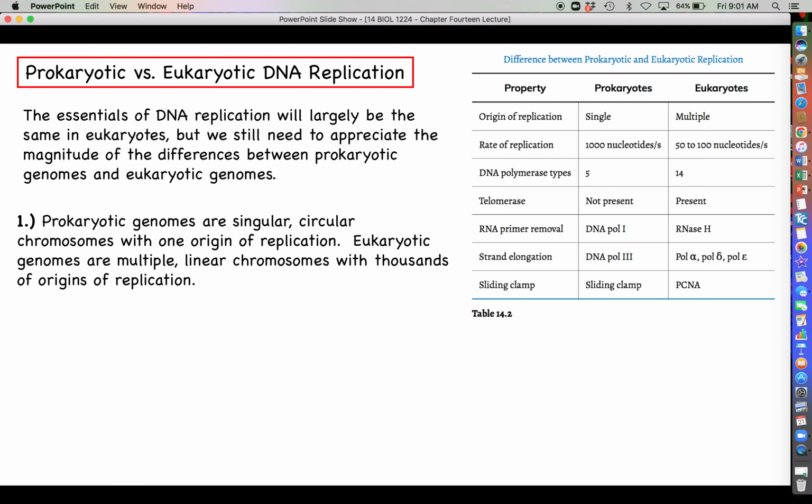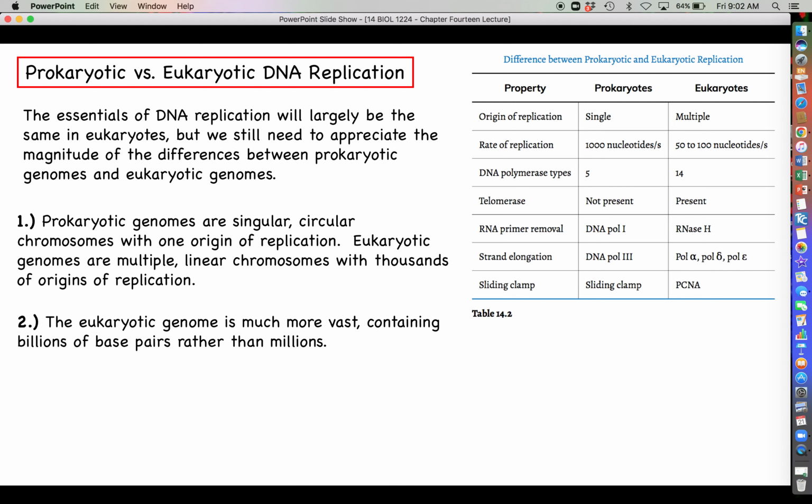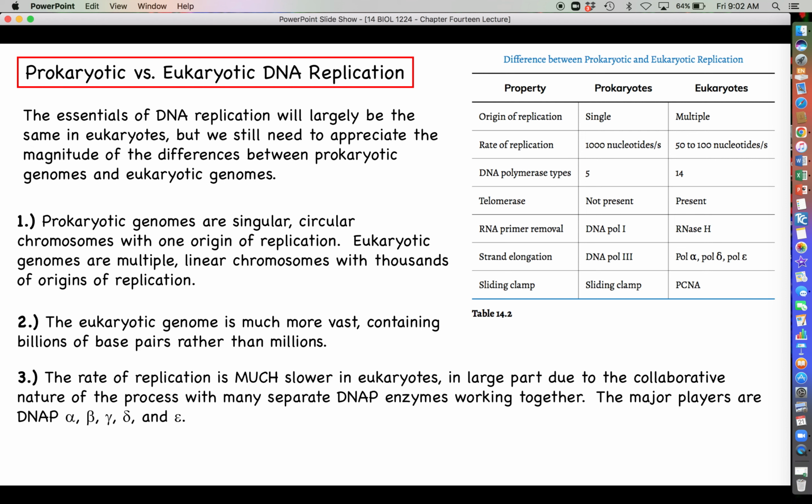So what that means is that you're not replicating the DNA from just one point. You're actually replicating it in many different pieces at different points altogether. We, of course, appreciate that the eukaryotic genome is much, much, much bigger, much more vast. It contains billions of base pairs rather than the millions that you see in prokaryotes. One interesting thing that might surprise you is that DNA replication is actually a lot slower in eukaryotes. Prokaryotes do this at a rate of about 1,000 nucleotides per second. We only do it at about 50 to 100 nucleotides per second.